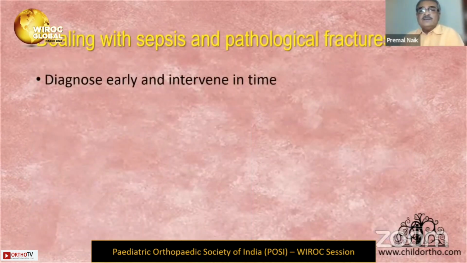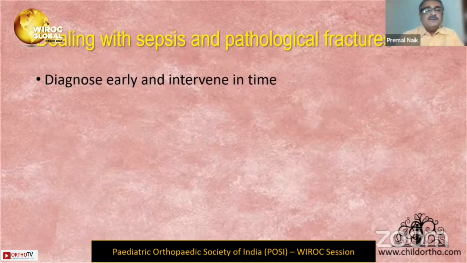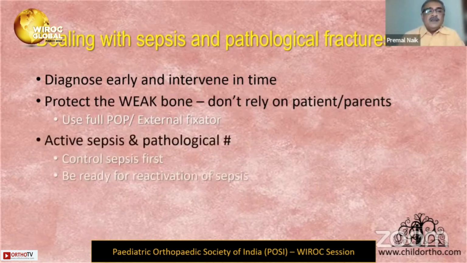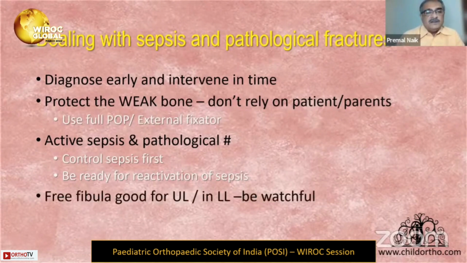So when you are dealing with a sepsis and a pathological fracture, the first thing we must remember, as said by multiple other authors and speakers, is to diagnose them early and intervene in time. Protect the weak bone. Don't rely on patients and parents, and use either full plaster or an external fixator. Active sepsis and pathological fracture, as Sandeep mentioned, and I would concur, control the sepsis first. But from my experience, once you do that, you may do the fixation after 3 months, but still there is a chance of reactivation of sepsis, and be careful with that.